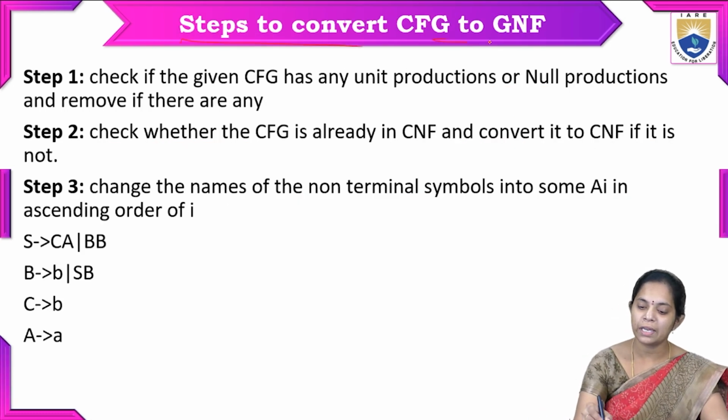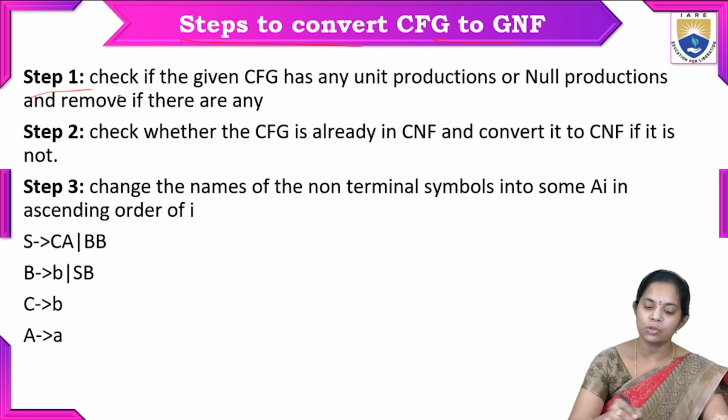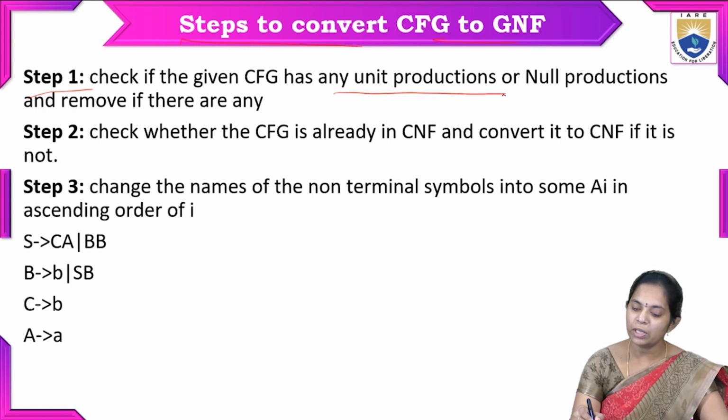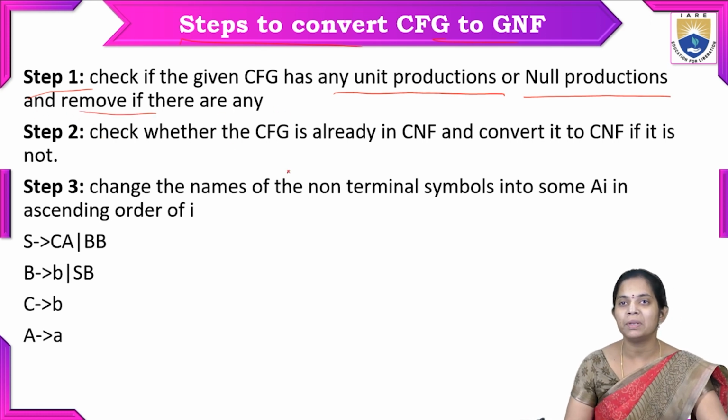So steps to convert a context-free grammar to a Greibach normal form. Here there are 4 or 5 steps we require for the conversion. So in the first step, check if the given CFG, context-free grammar, has any unit productions or null productions and remove them if there are any. Removing unit productions, null productions and epsilon symbols all come under the minimization of CFG. So we will refer to the previous videos for the minimization of context-free grammar.